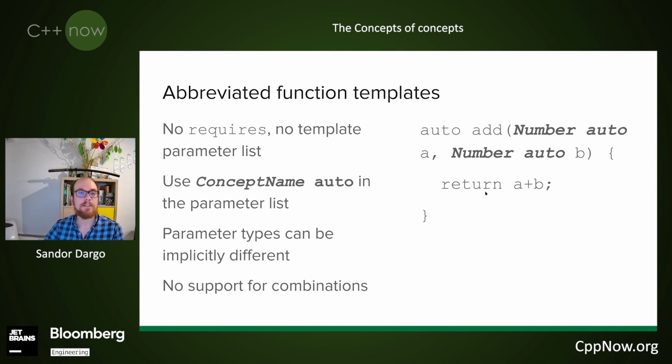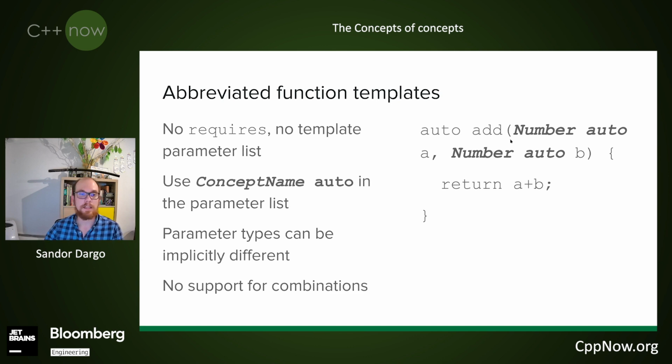Then the fourth option is to use the abbreviated function templates. So you see, this is the shortest way to use concepts. You have no requires clause at all. You don't even have a template parameter list. So obviously you don't have the type name. As you don't have that, you cannot replace it with anything. Instead, you will use the concept name auto in the parameter list. So you must use both a concept name and the auto, because otherwise, how would you know that number is not a type but a concept? Well, you might know, but you cannot just know.